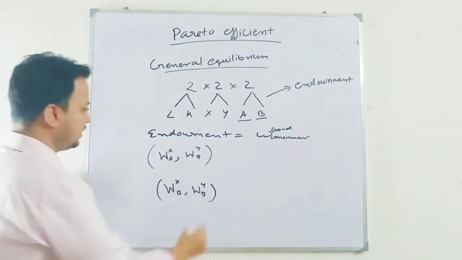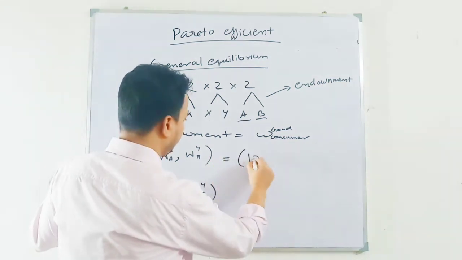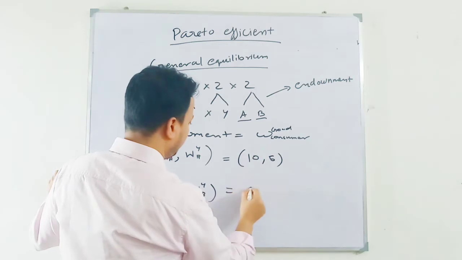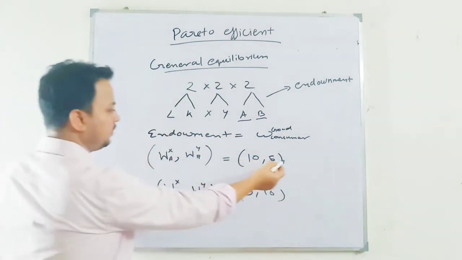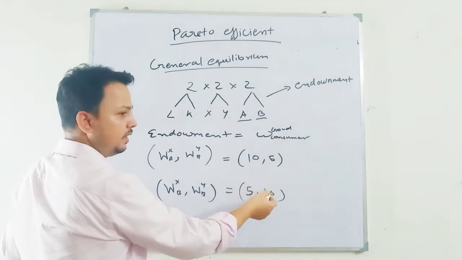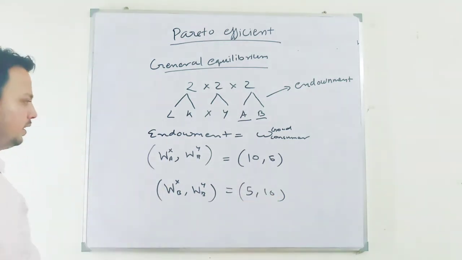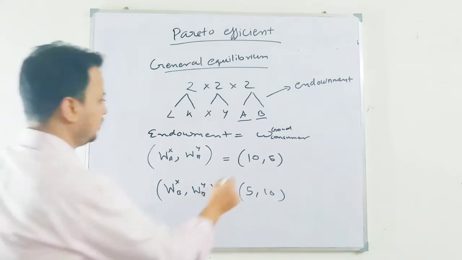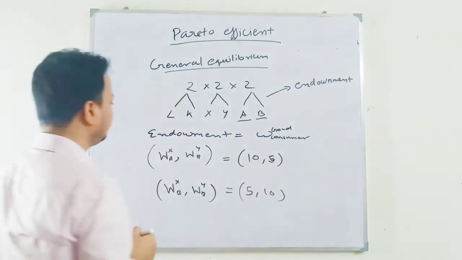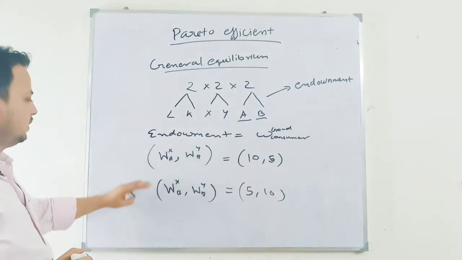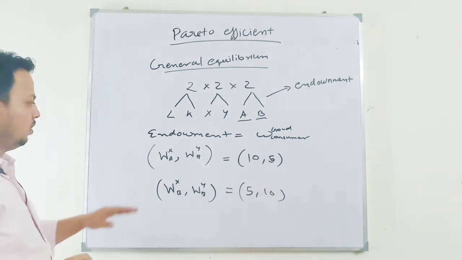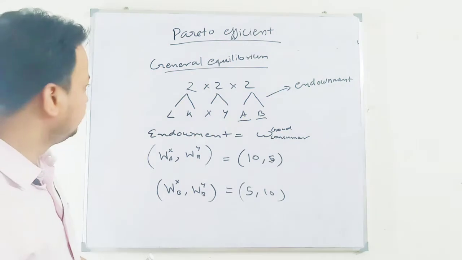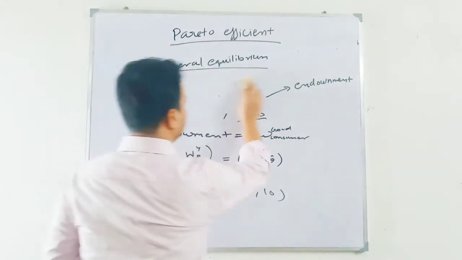Next, take one simple example. Suppose A has endowment 10, 5, and B has 5, 10. You can take any numbers, 10,000, 5,000, 5,000, 6,000, whatever number you want. I just clarify. So this is the initial endowment given.